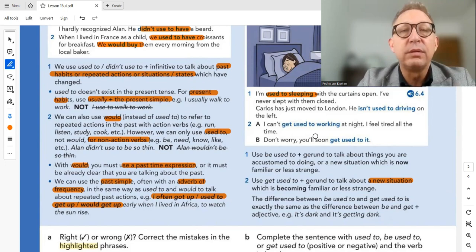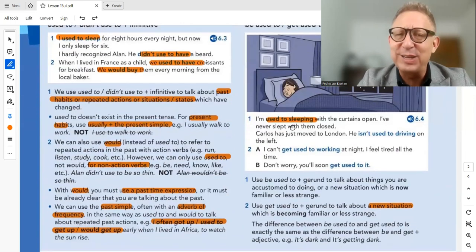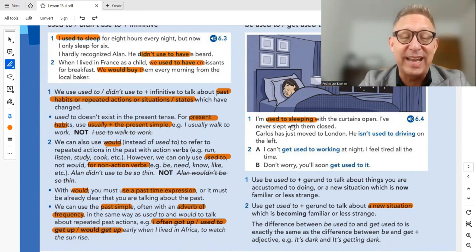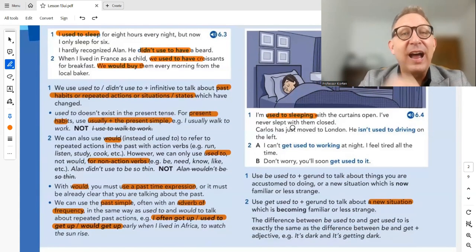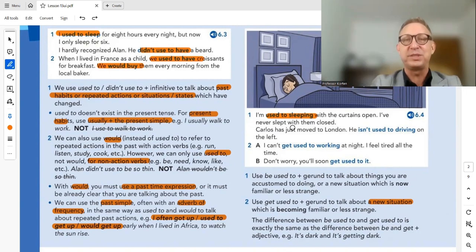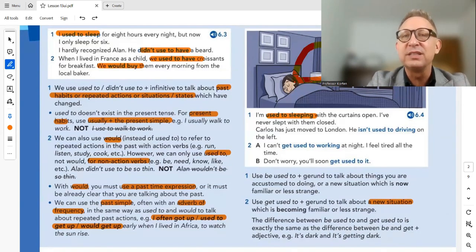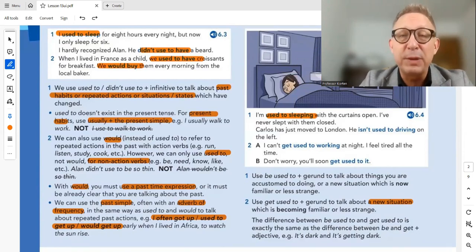Now, let's go ahead and look at this. And this, excuse me, we have here be used to and get used to. Now, this is where it's confusing because we have the ing at the end. So be and get, we use the ing. I'm used to sleeping, not to sleep. I'm used to sleeping with the curtains open. Do you see here? Here are the curtains right here. These are curtains. I'm used to sleeping with the curtains open.